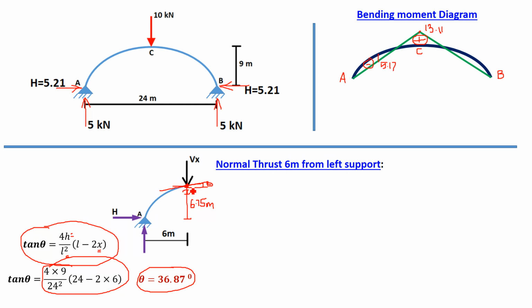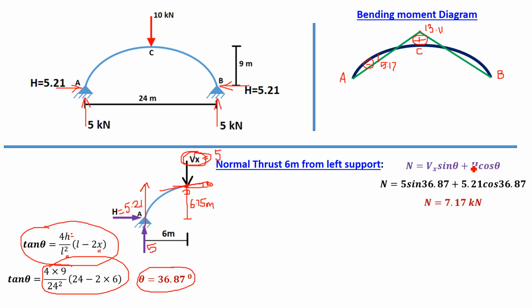At the point where we have taken a section, one vertical shear force is acting, which is represented as Vx. The vertical reaction of the arch is 5 kilonewton. This is the horizontal thrust, which is equal to 5.21 kilonewton, that we already calculated. By using summation of Fy, you can calculate the Vx also. Plus 5 minus Vx equal to 0. So the answer of Vx is 5 kilonewton again.